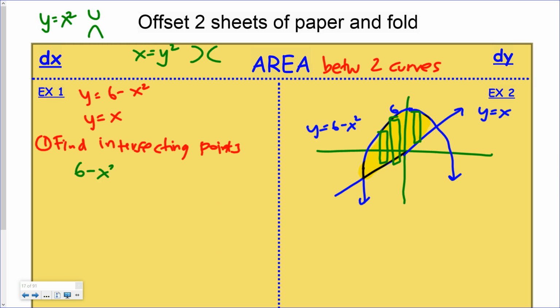So it'll be 6 minus x squared is equal to x. So I'm going to move everything to the right. So that's going to give me x squared plus x minus 6 is equal to 0. Solve for x. So I'll get x plus 3, x minus 2 is equal to 0.